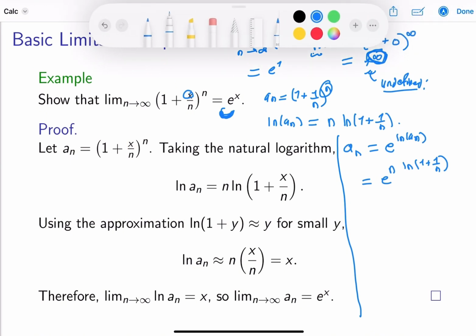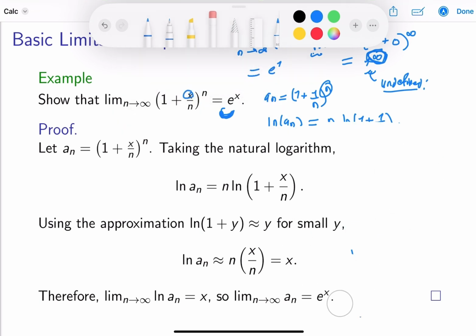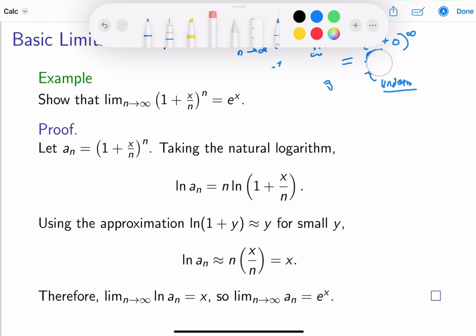Man, you're doing a lot of mistakes. You should do L'Hopital's rule. Yeah, you should do L'Hopital's rule. Yeah.